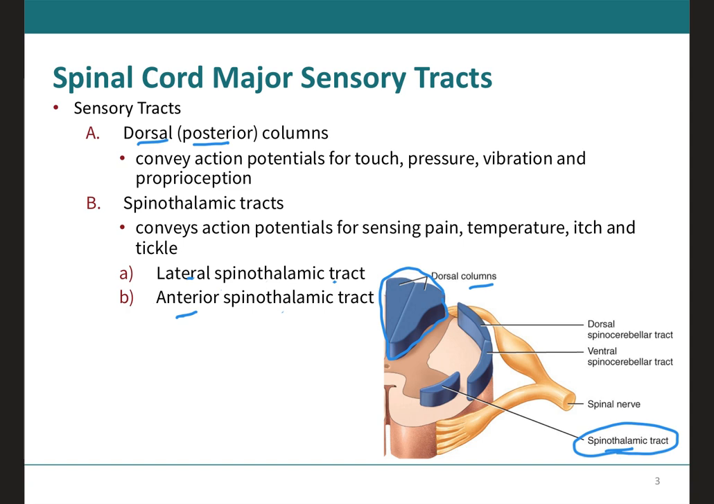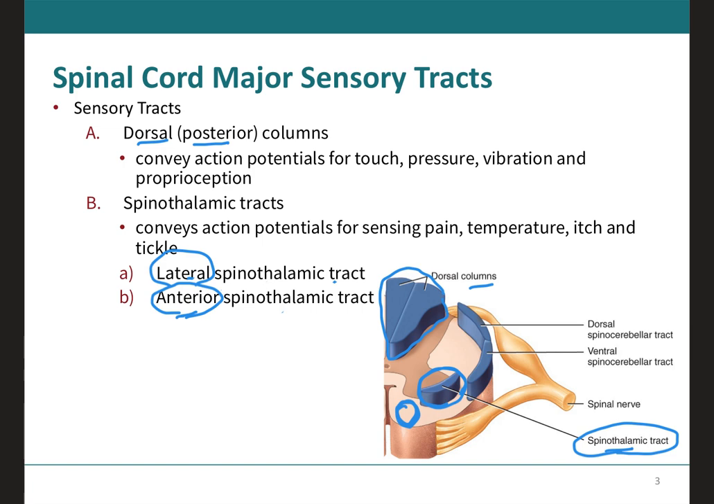Now the spinothalamic tract can be divided into two different tracts. We have what we call the anterior or ventral spinothalamic tract and the lateral spinothalamic tract. Basically, they're just originating in different areas of the spinal cord as it makes its way up to the brain. So the anterior will come out anteriorly on the spinal cord, and the lateral will come out laterally on the spinal cord, as we can see over here.